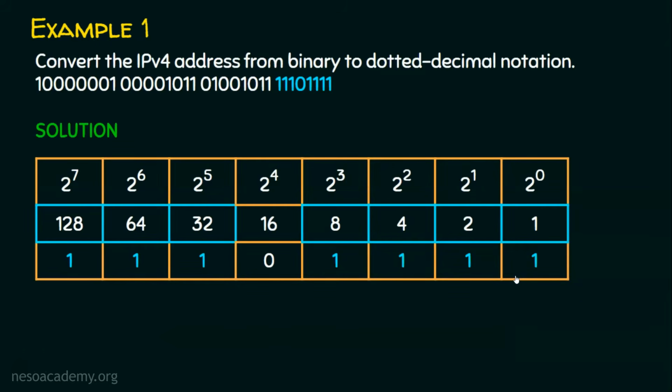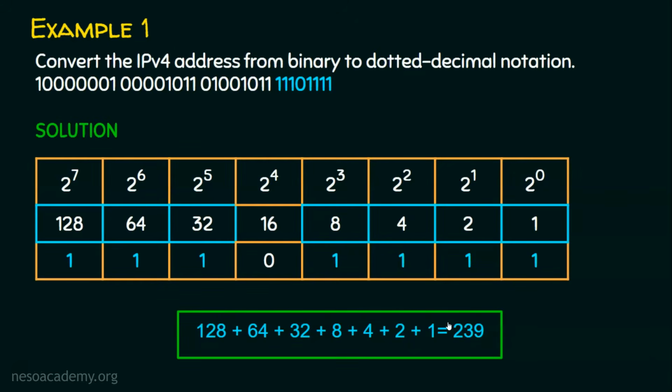So we are going to take the 7 places, that is 128 plus 64 plus 32 plus 8 plus 4 plus 2 plus 1, which is 239. And the last octet is 239.